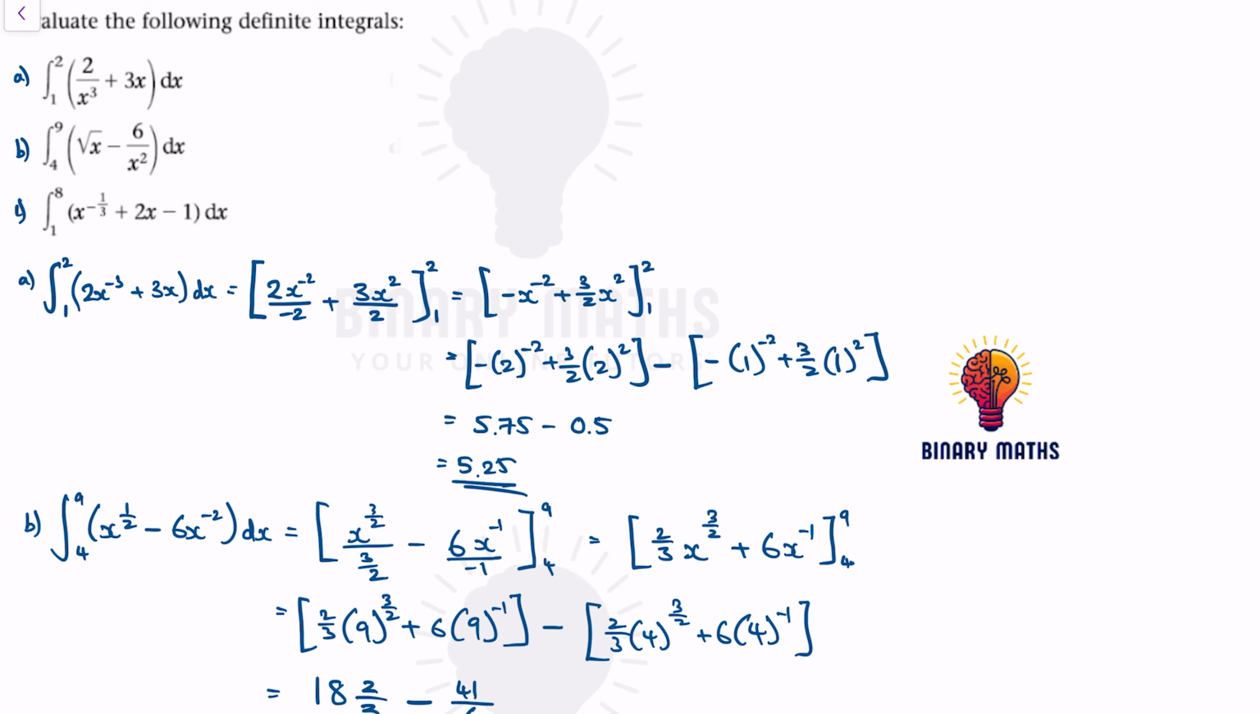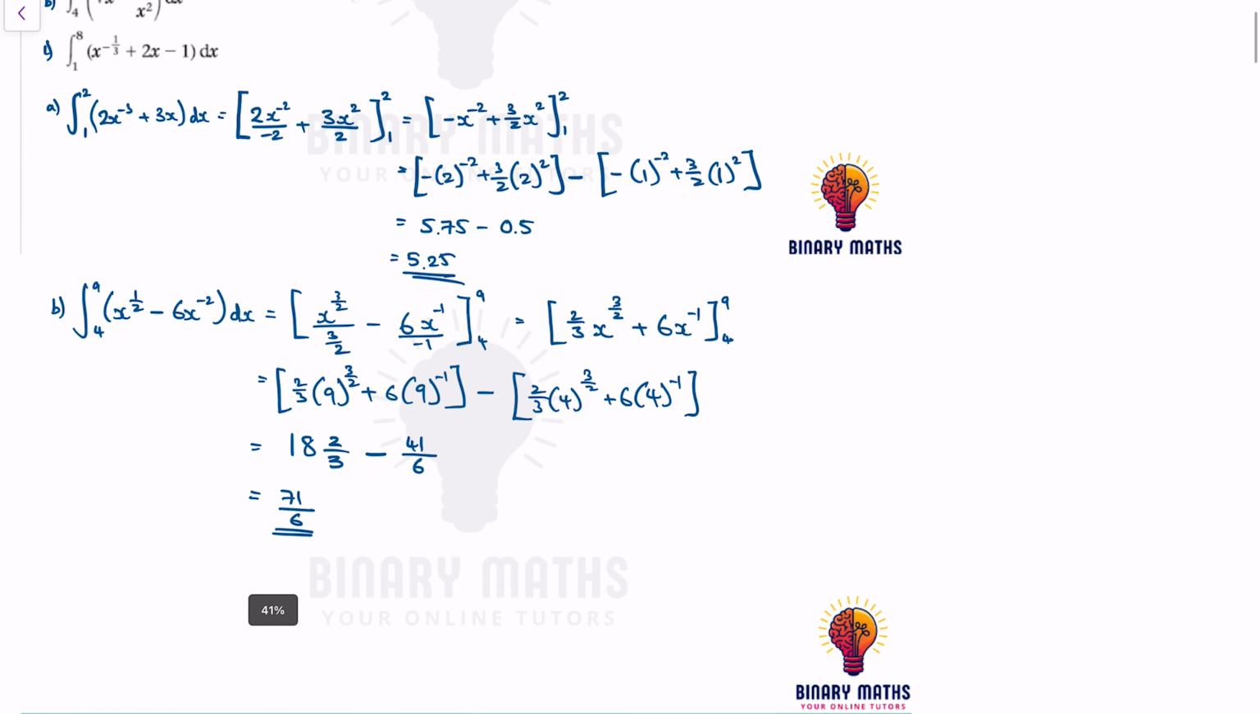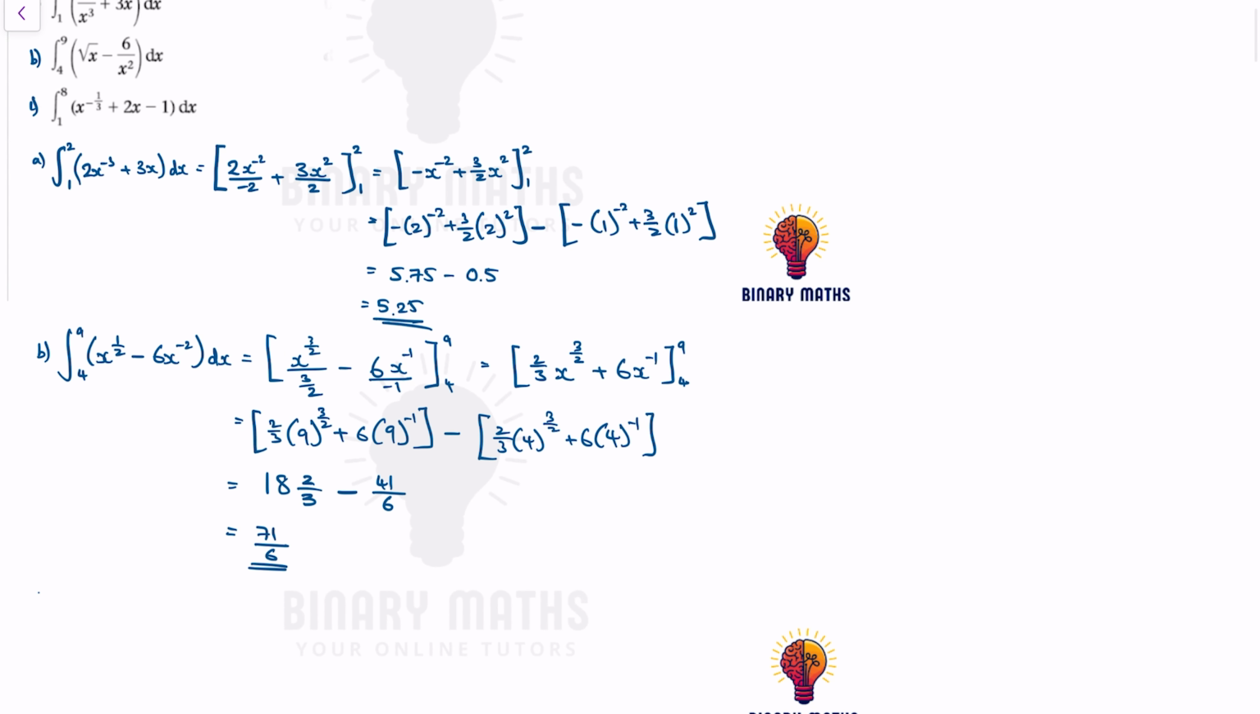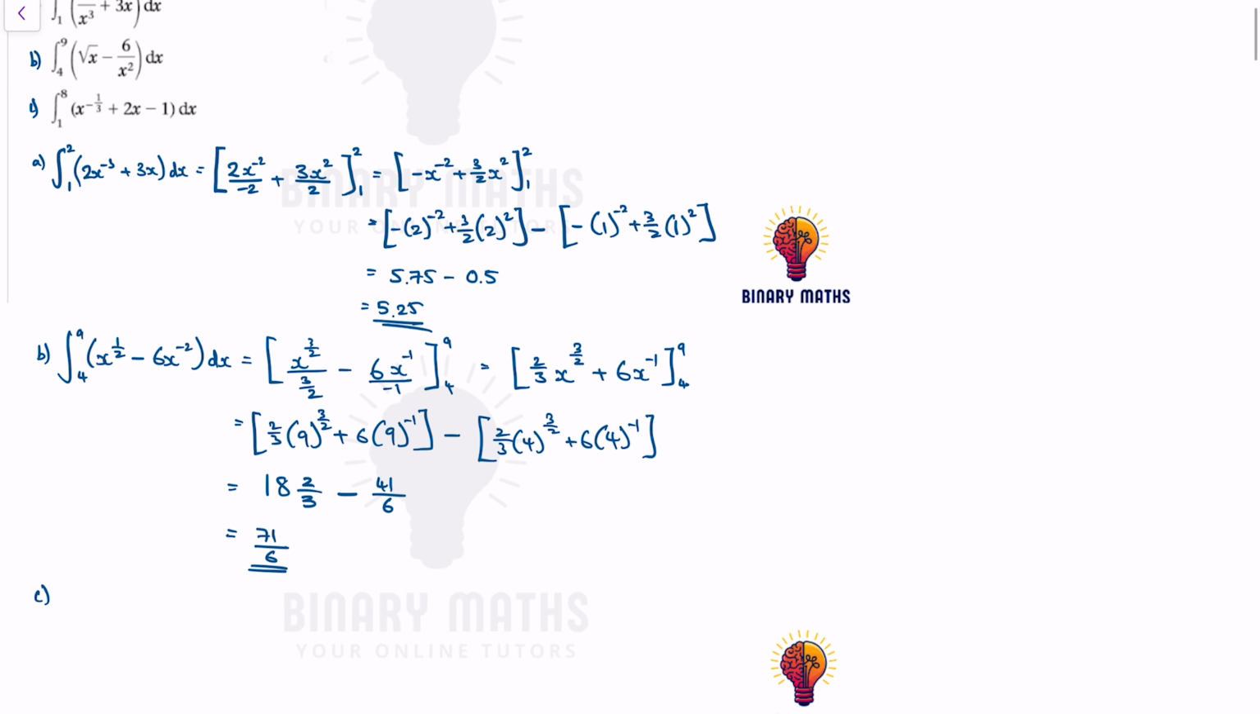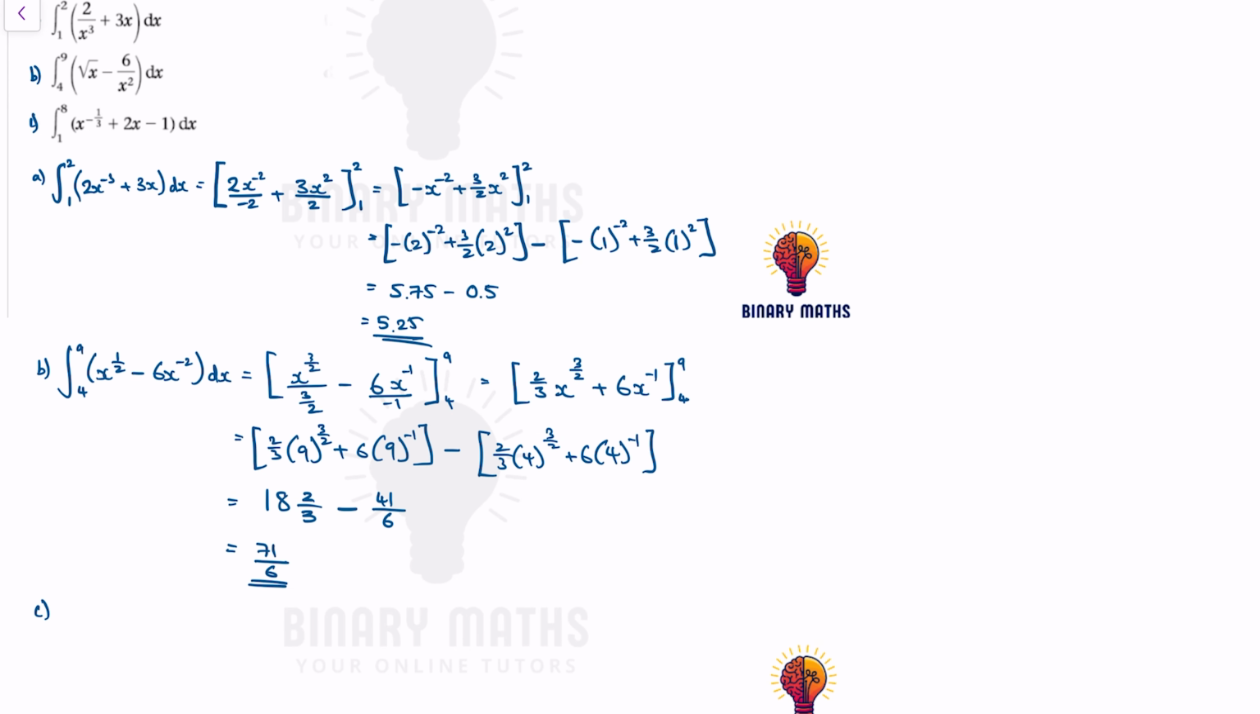Okay, C. Okay, so for C, everything's already in index form, so I can start integrating straight away. So when I integrate it, I get x to the power of minus 3 plus 1 is 2 over 3. Divide by the increase, which is 2 over 3, plus 2x to the power of 2 over 2, minus x, integrated between 8 and 1. So I'm substituting 8 and 1 in there.